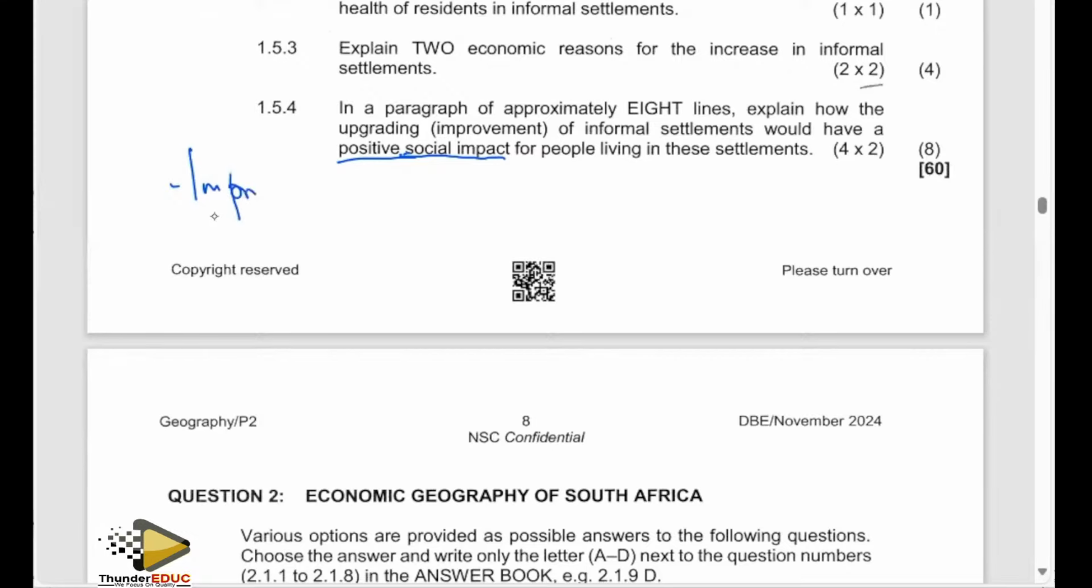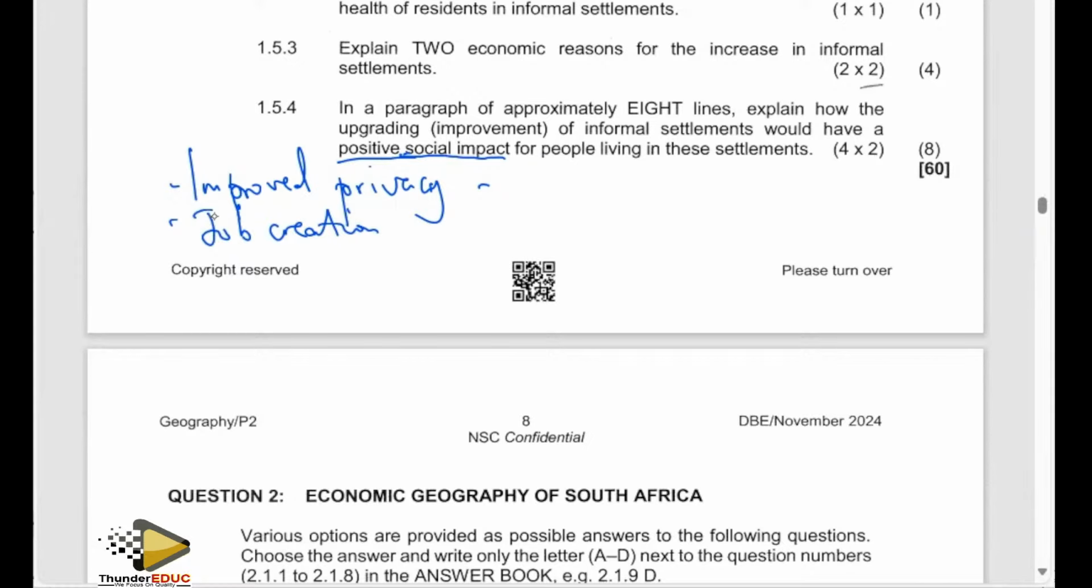We can talk of improved privacy. If the informal settlements are upgraded, it means now people are staying in some form of decent structures where they have their own privacy, where they can discuss their own personal issues without the neighbor hearing. So we have privacy improved for the people in that particular settlement. And also we can talk of job creation. In the process of upgrading, the local people are involved. In upgrading the infrastructure and the roads in the informal settlements, the local people are getting jobs. So it's a societal positive impact.